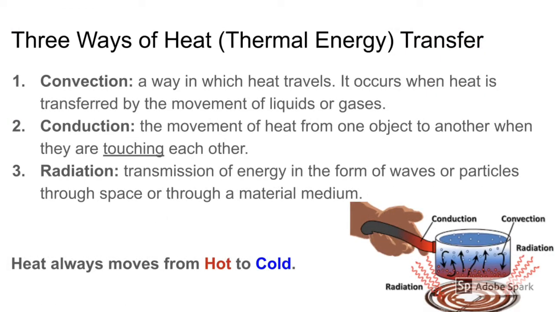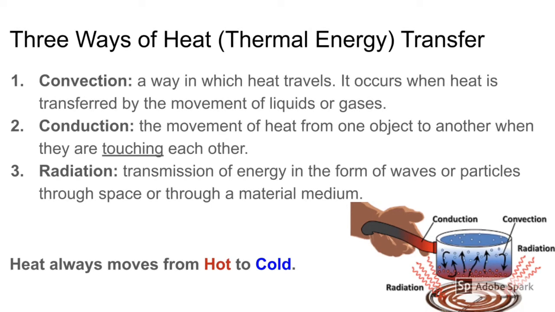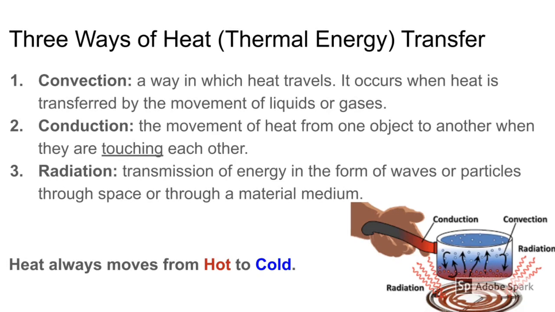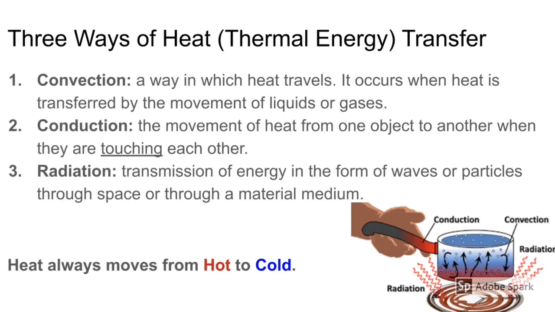Three types of heat or thermal energy transfer. The first one is convection. Convection is a way in which heat travels. It occurs when heat is transferred by the movement of liquids or gases. If we look at the diagram, you can see the arrows inside the pot. That is the heat convection. It is moving around inside the liquid.